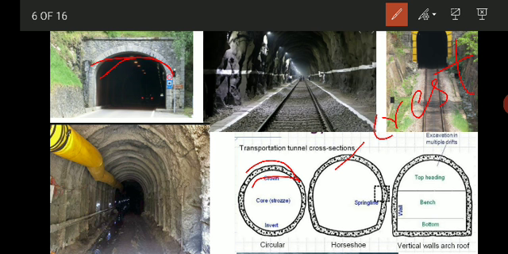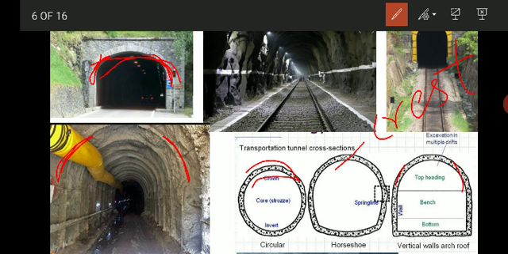Then next is the arc. What is the arc? The curved part on both sides of the tunnel is known as the arc. So this is the curved part on both sides of the tunnel, that is called the arc of the tunnel. The tensile strength is maximum at this arc of the tunnel because it is under stress.